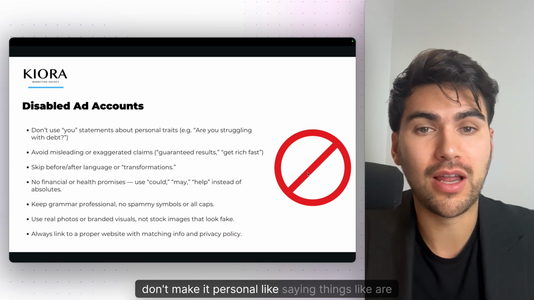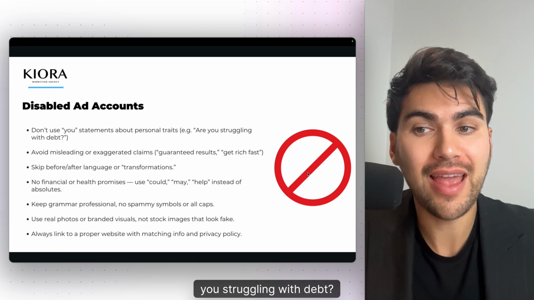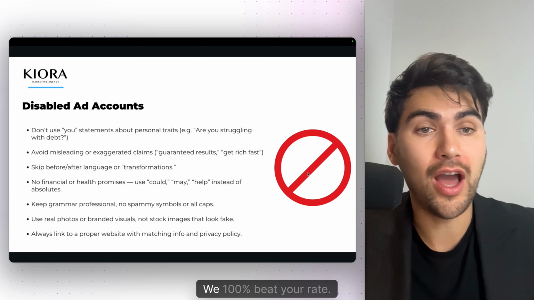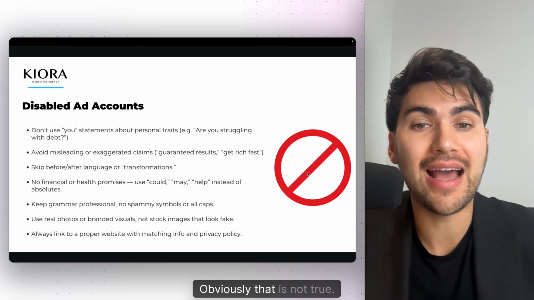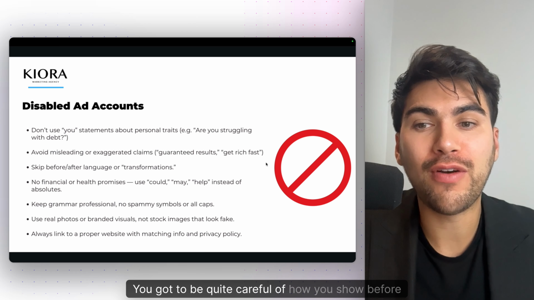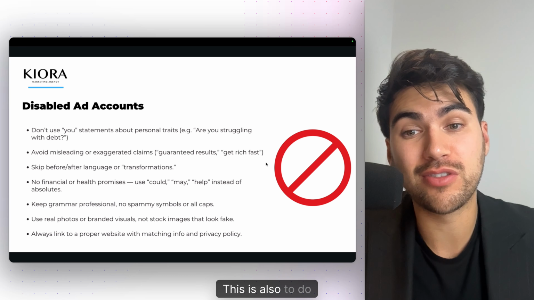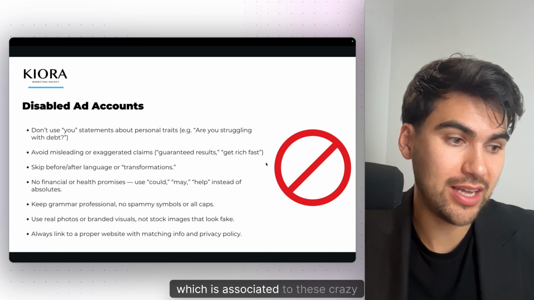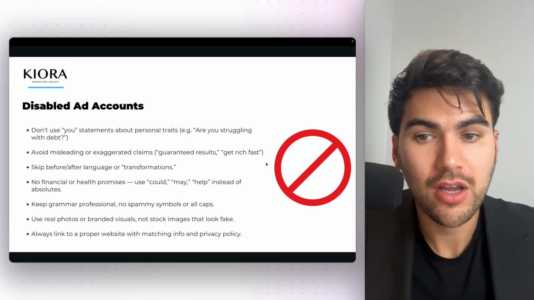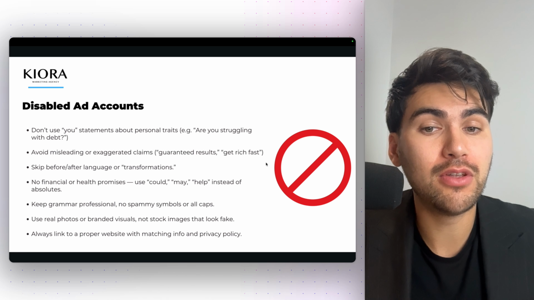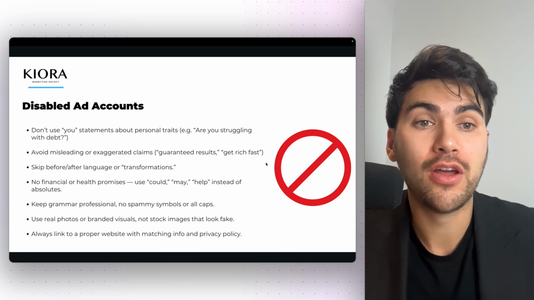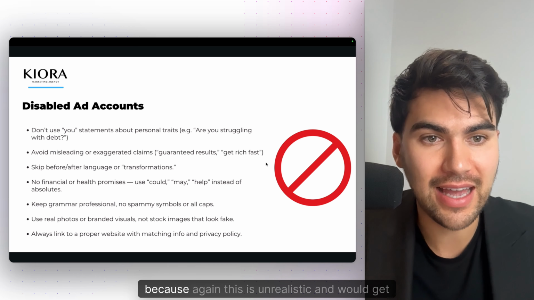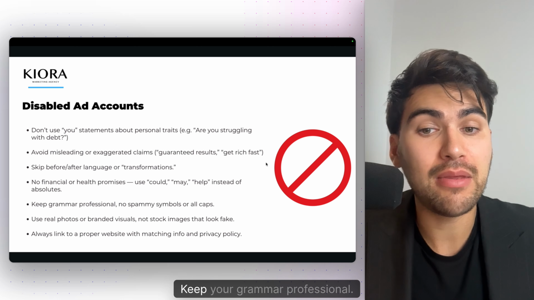Don't make it personal, like saying things like, are you struggling with debt? You want to avoid misleading or exaggerated claims. Guaranteed results. We'll 100% beat your rate. Get rich fast. Obviously, that is not true. You've got to be quite careful of how you show before and afters. This is also to do with ad creatives, but definitely don't use language which is associated with these crazy transformations. No financial or health promises. You're better off saying stuff like you could improve, you may improve. You don't want to say you absolutely will improve because again, this is unrealistic and would get flagged.